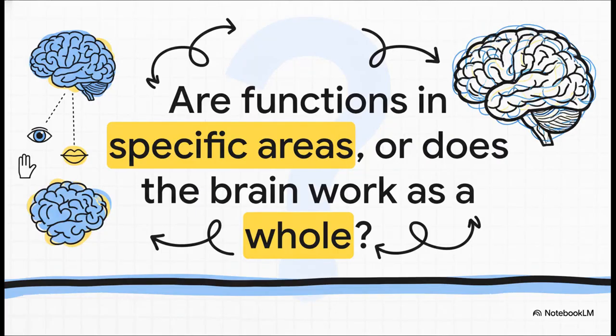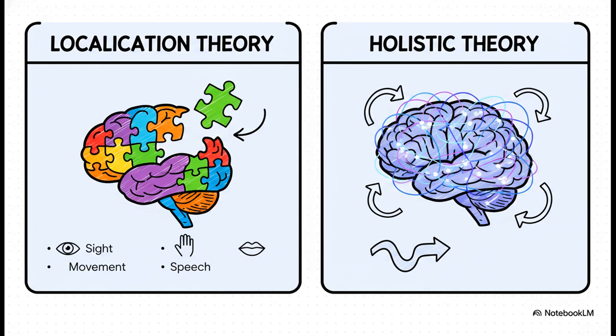So this is the fundamental conflict you have to get your head around. It really puts two completely opposite theories head to head. You've got localization of function on one side and the holistic theory on the other. So on one hand, you have the holistic view. This suggests that the whole brain works together for pretty much any behavior, that things like memory or language are spread out across the entire structure. But on the other side, localization theory says no, specific functions are tied to specific identifiable areas.